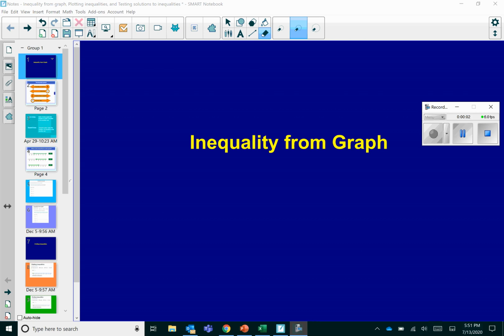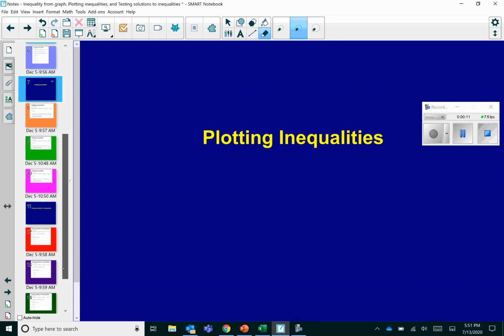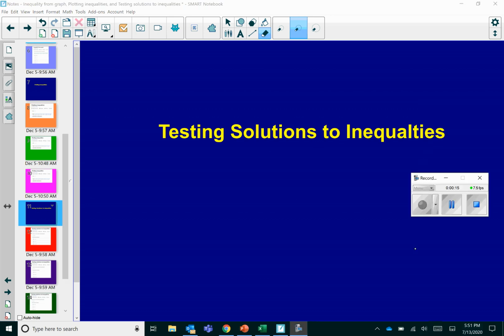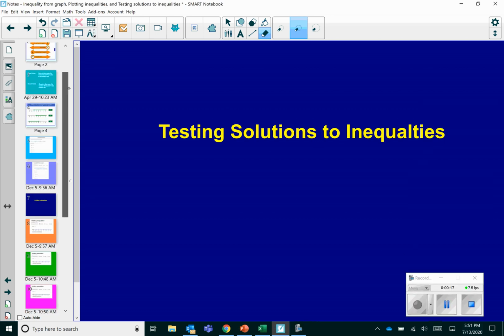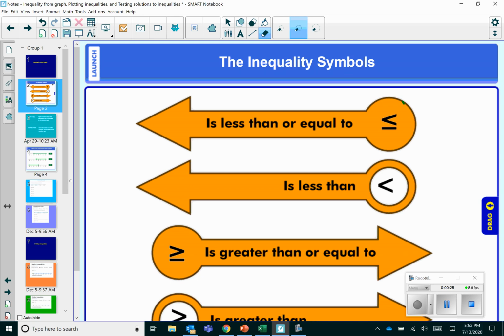Hello, everyone. Today we're going to talk about the first three skills on inequalities, which are inequalities from graphs, plotting inequalities, and lastly, testing solutions to inequalities. Now, in sixth grade, you should have gone over a little bit of inequalities and the types of symbols you'll see, but let's review those symbols first of all.